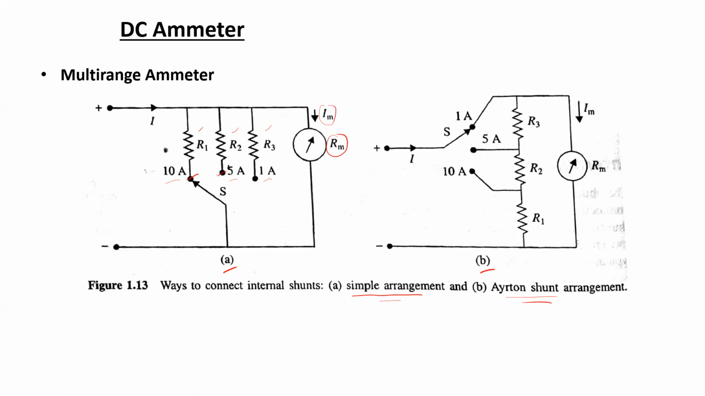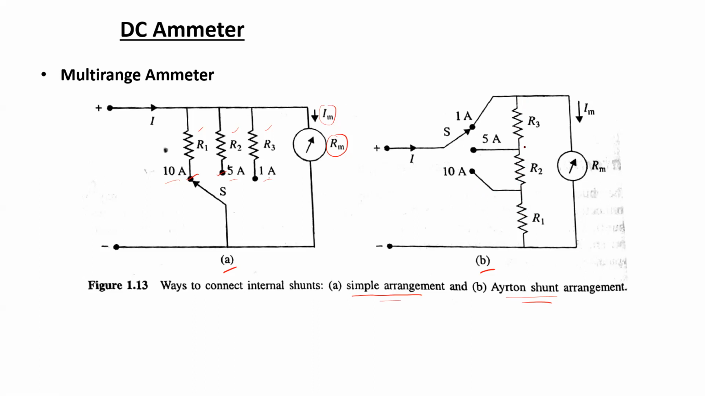Now another modified version of multi-range arrangement is shown in figure B, where you can see that the shunt resistances are connected in series. So three resistances R1, R2 and R3 are connected in series. So a sort of divider network is formed. So from each intersecting point a connection is taken.